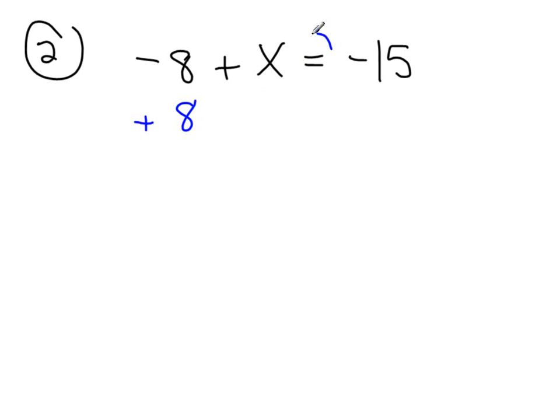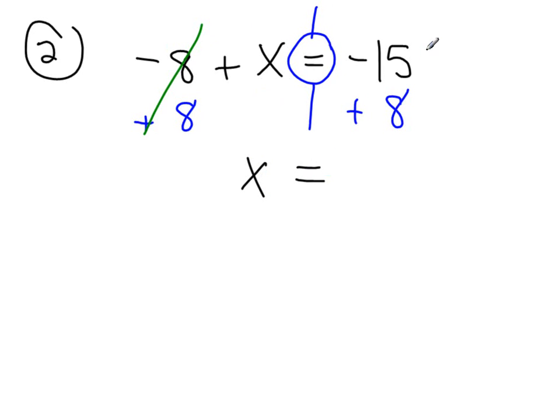And what we do to one side of the equation, so here's our two sides, we have the side with the x, the side we want to mess with, and we'll do the same to the other side. So negative 8 plus 8 is 0. They cancel each other out, and we're left with x equals, and now we have negative 15 plus 8, which gives us negative 7.